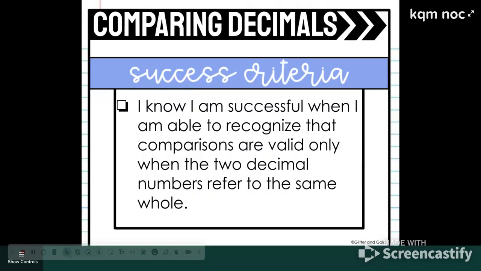Our success criteria is, I know I am successful when I am able to recognize that comparisons are only valid when the two decimal numbers refer to the same whole. And we'll learn a little bit about what that means later on in the lesson.